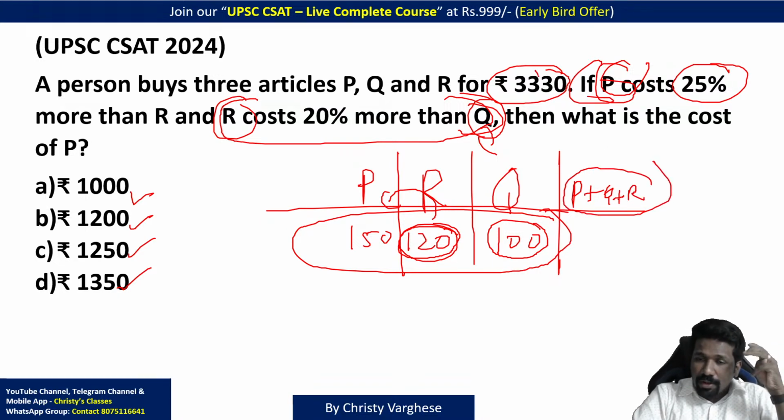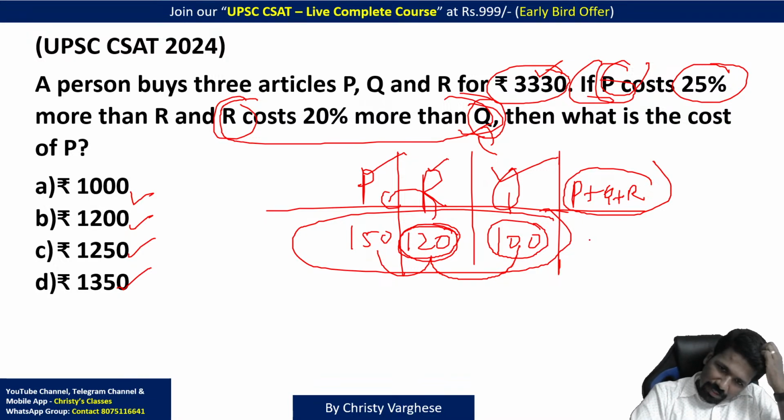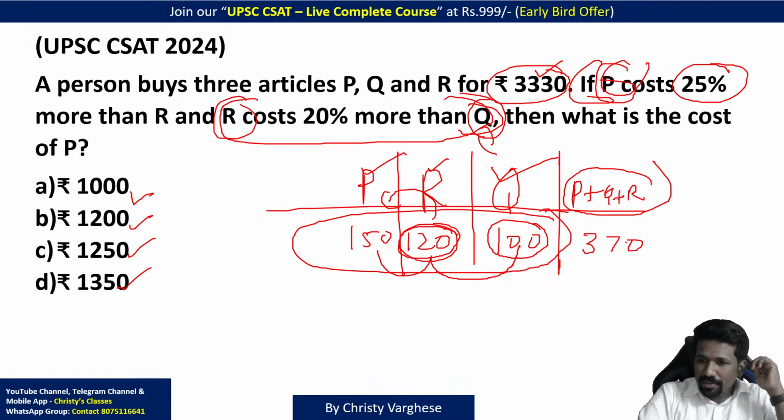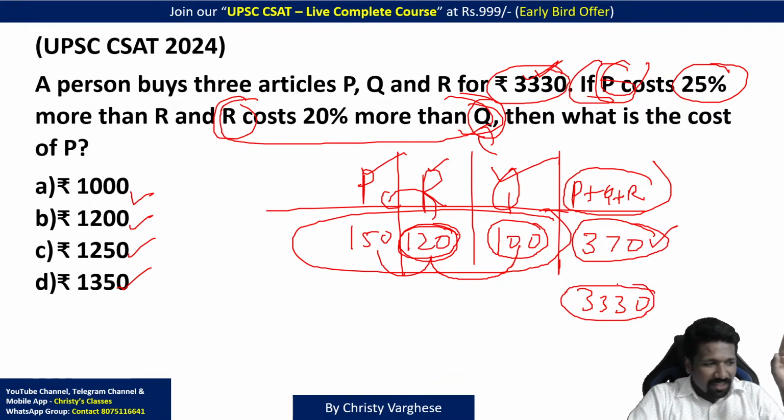Total is P plus Q plus R is 3330. That means 150 plus 120 plus 100 is our P plus Q plus R. 150 plus 120 plus 100 means it is 370. 370 is our total, but the question says that total should be 3330. Now is the trick. Listen very carefully. Our total is 370, but the original total is 3330. So there is something wrong. Yeah, we expected this. There will be something wrong. How much wrong?